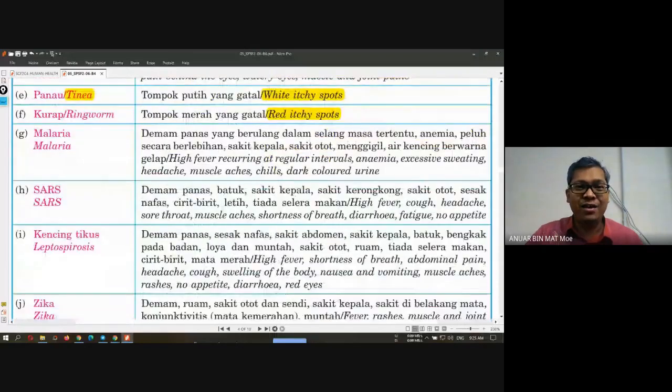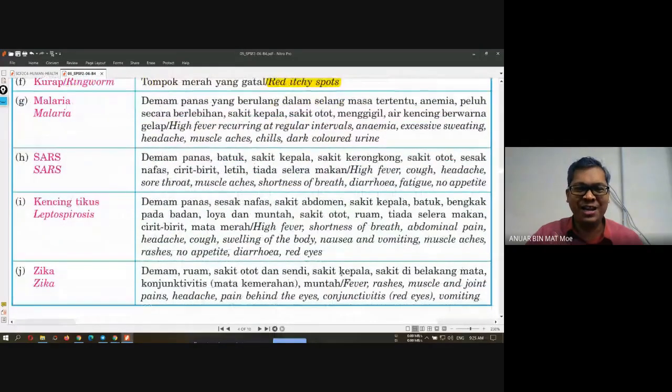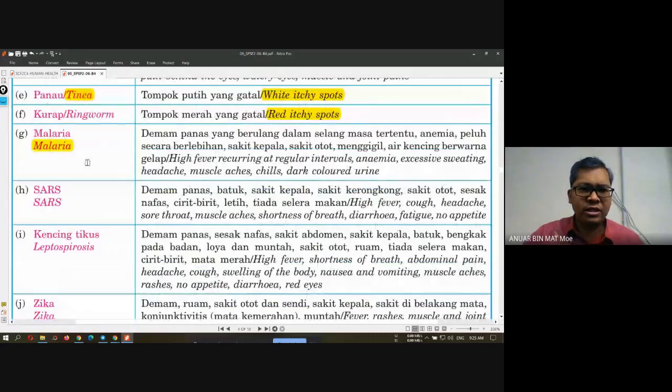Okay, maybe if you become a doctor one day, yes, you need to understand the regular symptoms of these known diseases. Right, malaria, G, high fever, anemia, excessive sweating, headache, muscle ache, chills, and dark color urine. What is anemia?